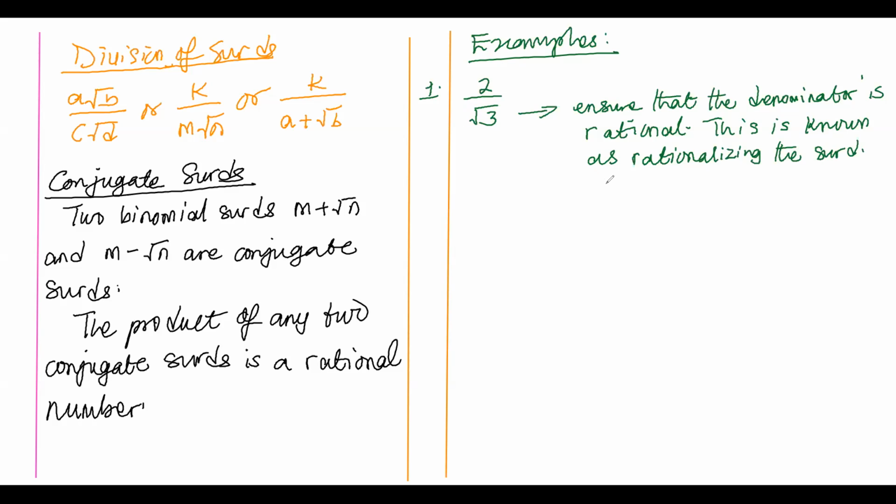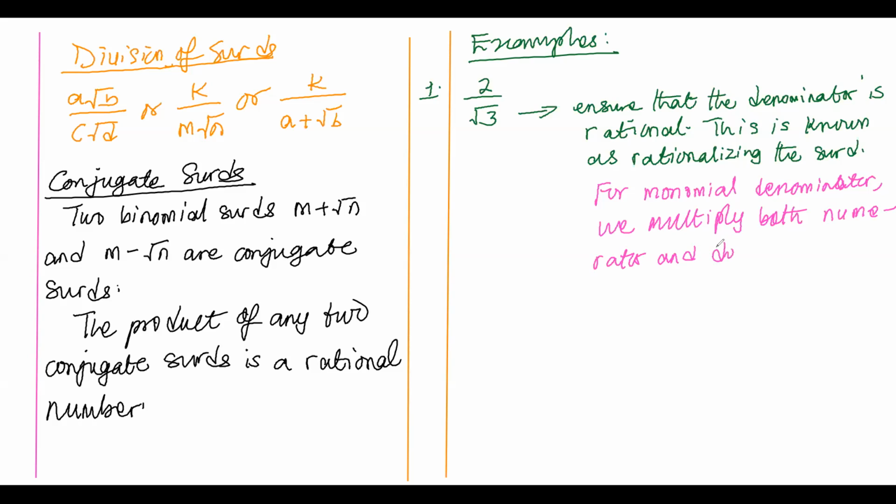For a monomial denominator, we multiply both the top number and bottom number, the numerator and denominator, by the same surd at the denominator. I'm writing this in case anybody forgets.